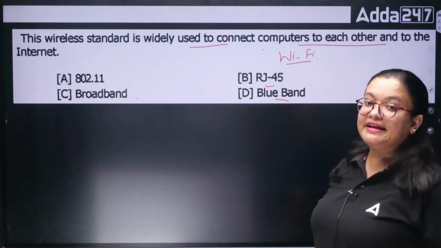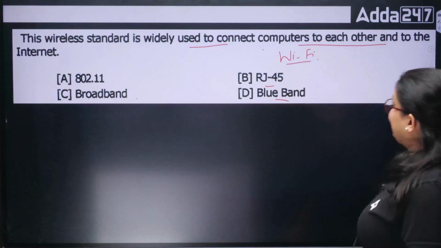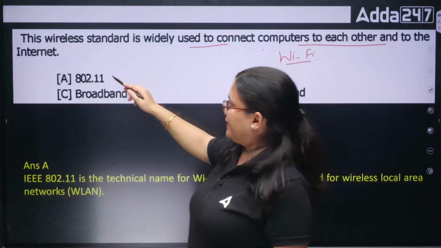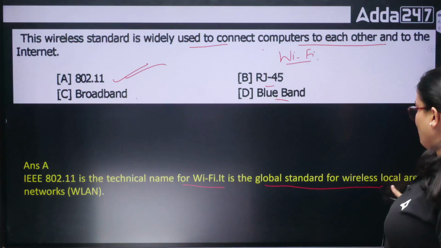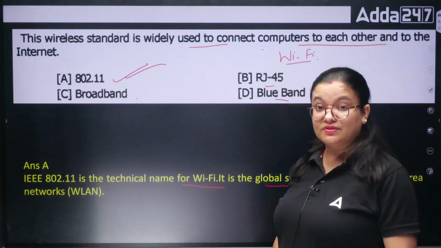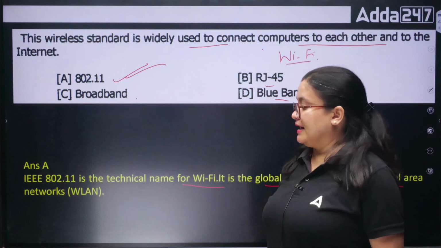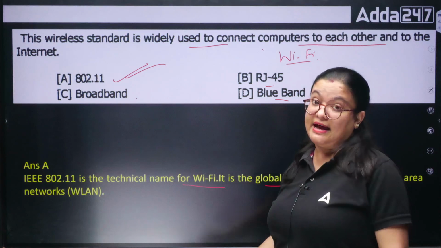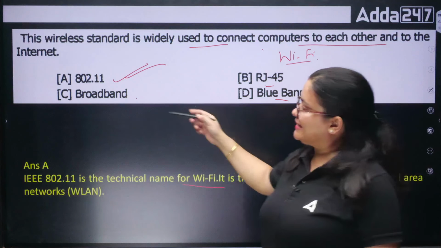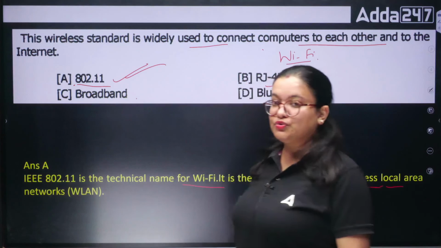So the other name for Wi-Fi is 802.11. It is the technical term for Wi-Fi, the global standard for wireless local networks. We also say WLAN. So IEEE 802.11, or we say Wi-Fi. This is the technical word, and in local language we use Wi-Fi.